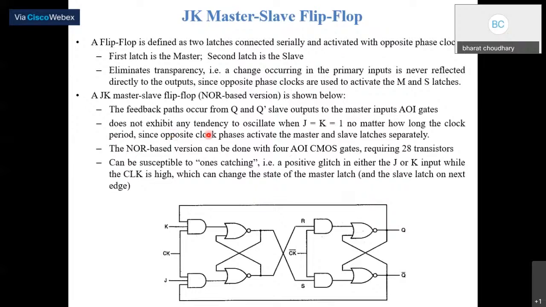does not exhibit any tendency to oscillate with J and K equal to 1, no matter how long the clock period. Since opposite clock phases activate the master and slave latches separately, both will not be on simultaneously. The NOR based version can be done with 4 AOI CMOS gates, and it requires 28 transistors. So this is all about the JK master slave flip flop.